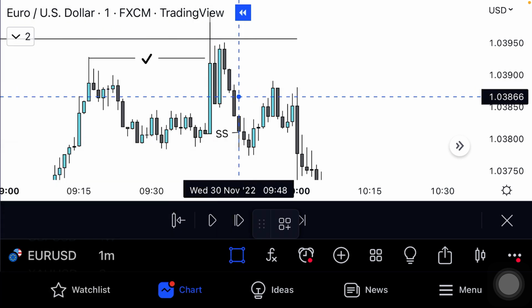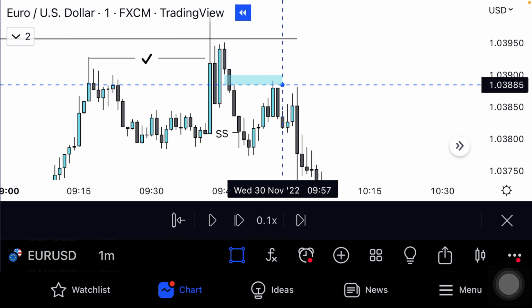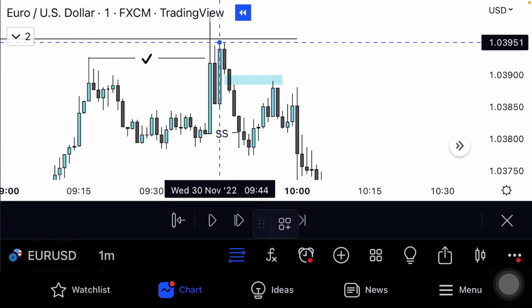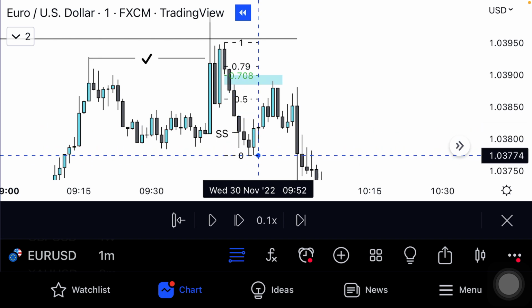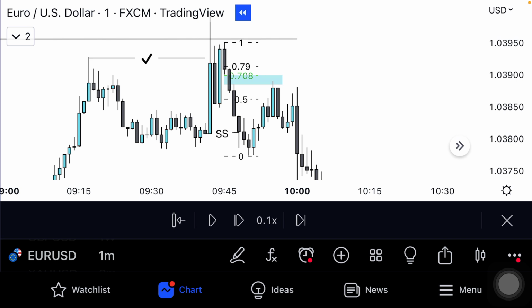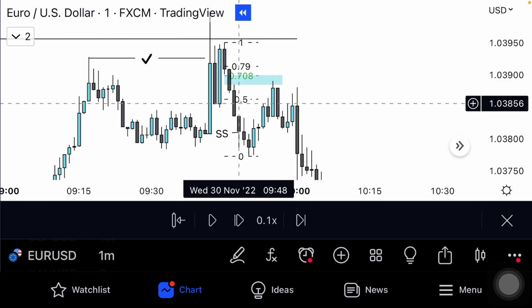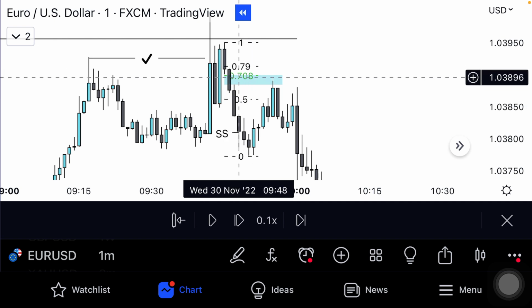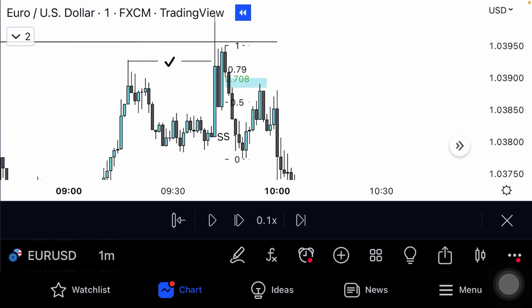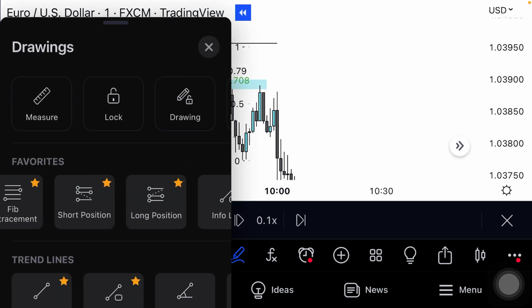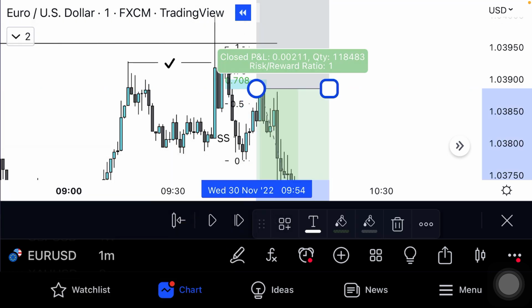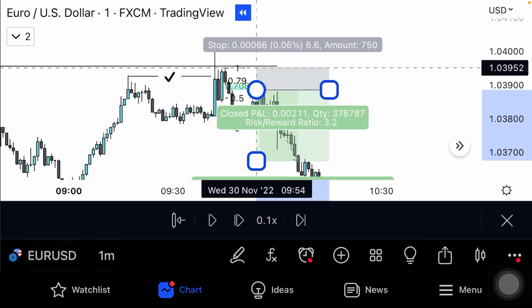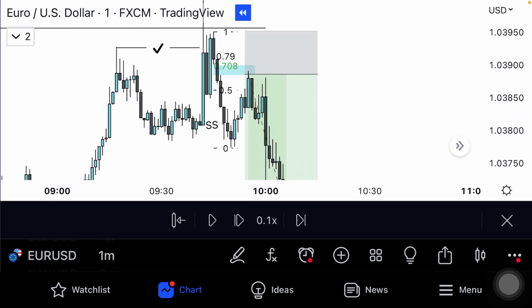And as I said, we have the fair value gap, and make sure that the fair value gap always resides inside the premium zone if you are selling. So this was the equilibrium point, and this fair value gap is in the OTE. So this is where my entry is going to be. Let me mark that too. This is where my entry will be, and my stop loss will be above the candle that has the fair value gap.